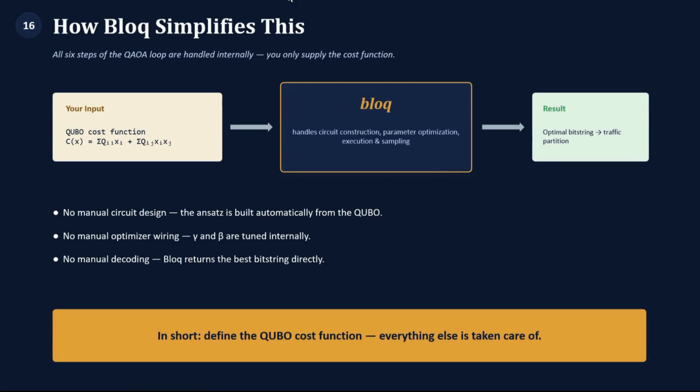So just a brief note on how Blocq simplifies the whole process. Blocq almost automates the entire workflow. As users, we only need to provide the QUBO cost function, and then it automatically converts it into the appropriate cost Hamiltonian and constructs the QAOA circuit. Later, it optimizes the variational parameters and then executes the circuit by itself, then samples the resulting bit strings at a later stage and returns the best solution. So this basically allows us to focus on modeling the optimization problem rather than actually implementing the quantum algorithm. So once the QUBO has been formulated, Blocq takes care of everything.